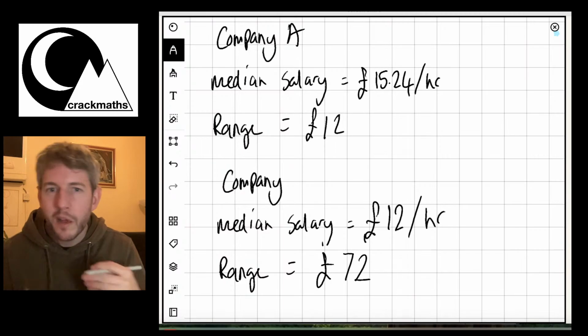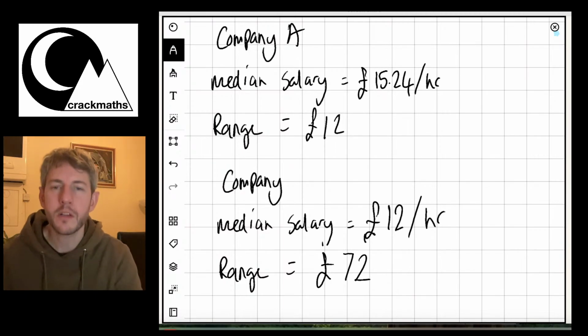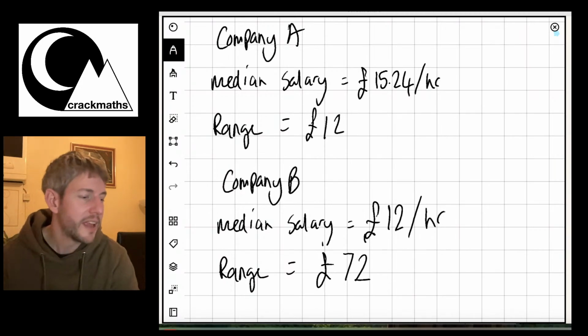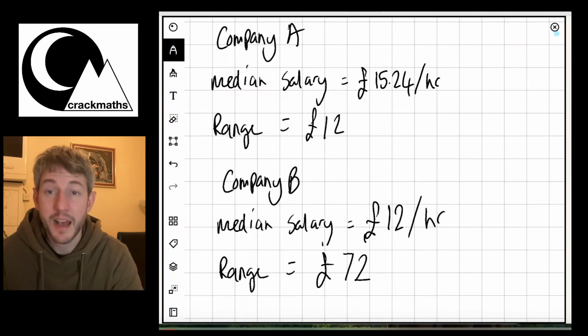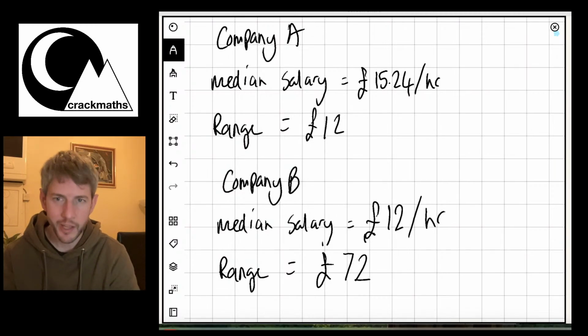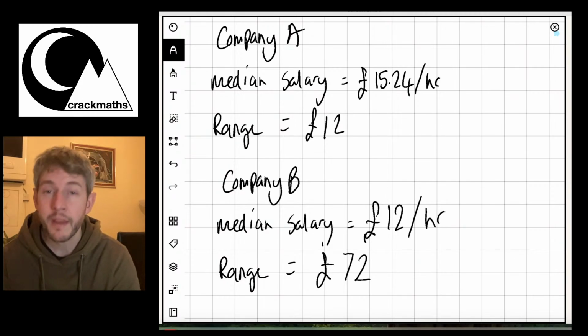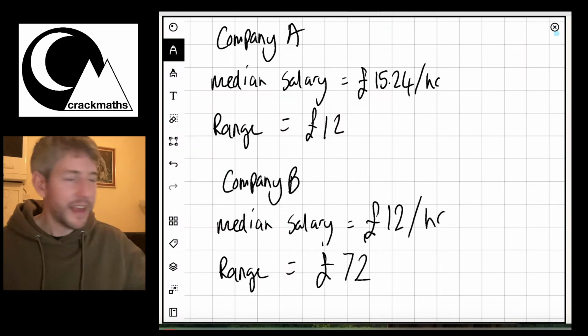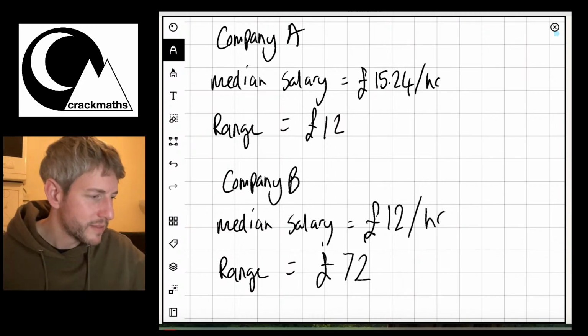Okay, so what we could see is if we looked at these two, if we were asked to compare these, we would say company A has a higher median salary, but the salaries are more consistent as they have a lower range. Or you could say company B has a lower median salary and a higher range, and therefore the salaries inside company B are less consistent. Okay, right, so I've talked for long enough. Let's get started at looking at some of these questions.